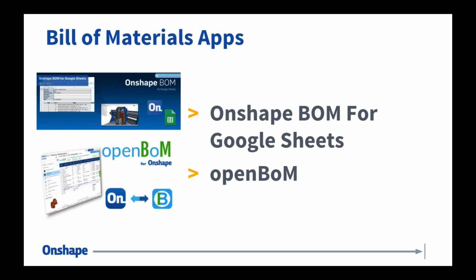I'm going to focus primarily on OpenBOM. It's an integrated app. It works right inside the document. But a lot of what I'm showing here today will carry over to Onshape BOM, and I will give you a simple demo of how to export the BOM from there. So these are the two bill of materials apps from the App Store that I would check out. I'm going to show you OpenBOM today, but Onshape BOM for Google Sheets, if you're a fan of Google Sheets, is a great BOM app as well.